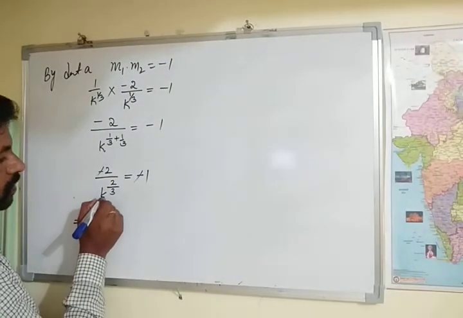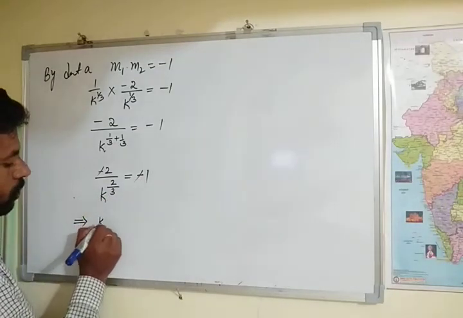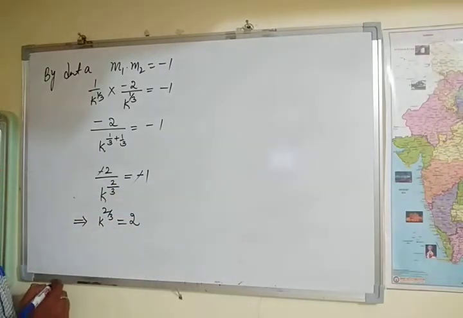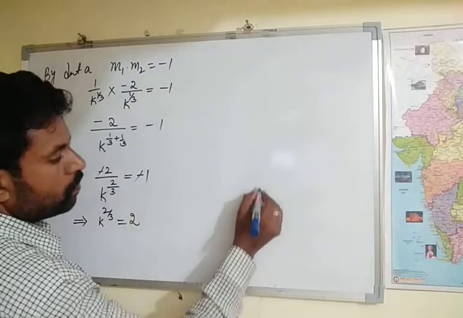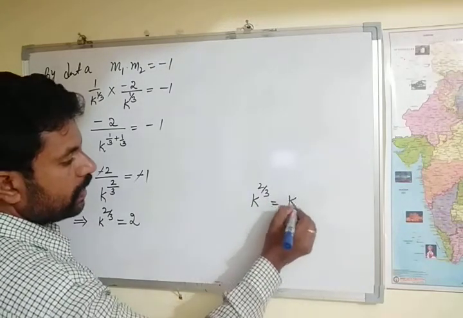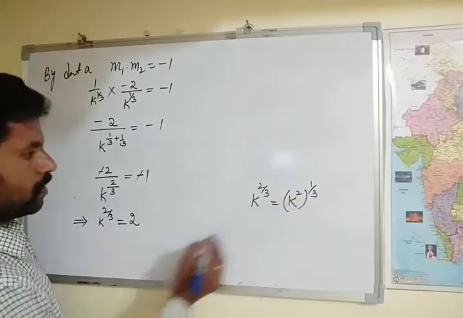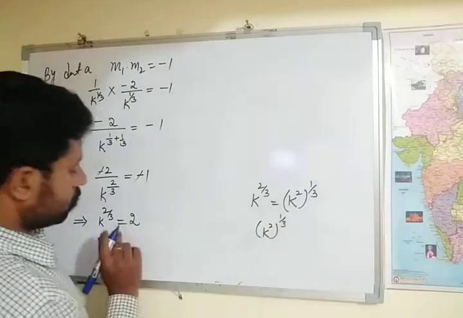Then take cross multiplication. k to the power 2 by 3 into 1 is k to the power 2 by 3, which equals 2. Next, k to the power 2 by 3 can also be written as (k square) to the power 1 by 3 form. Here, (k square) to the power 1 by 3 is equal to 2.